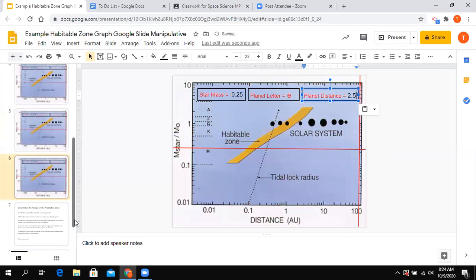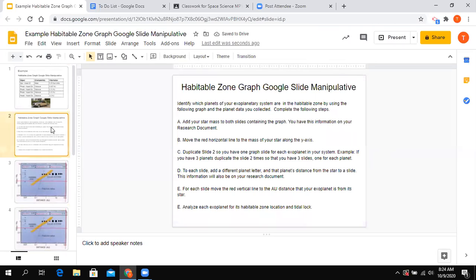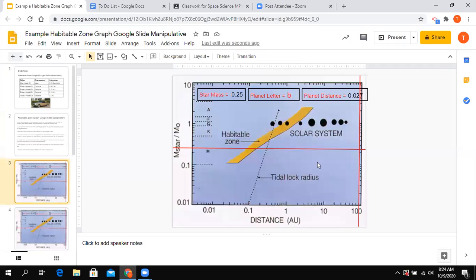Okay. All right. So all the data is in there. So back to our instructions. For each slide, move the red vertical line to the astronomical unit distance that your exoplanet is from its star. All right, so my first one was 0.027. I'm using the bottom scale, and you can see it's also logarithmic. So this section here is one astronomical unit.